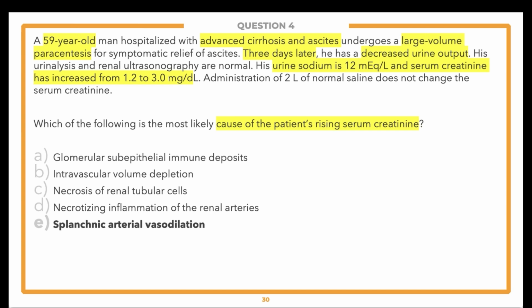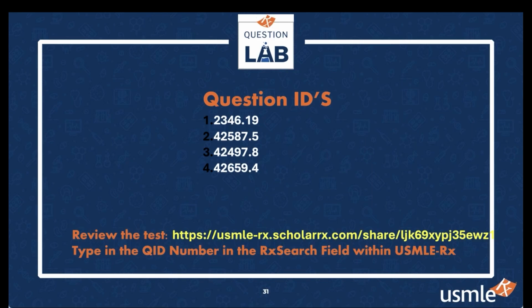Okay, nice work, everybody. A lot of great questions tonight, and I think we could probably do renal every week, and there's stuff that we could learn. So nice work. What I've done here, in the chat I've put a link to tonight's test, so you can either go there or you can screenshot this and just enter the QIDs into USMLE-Rx.